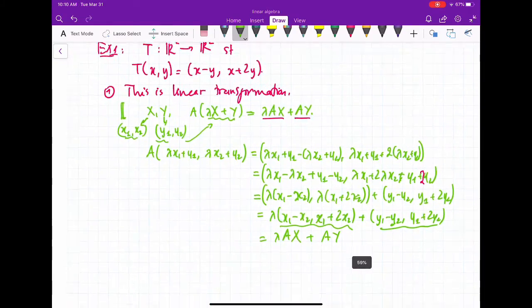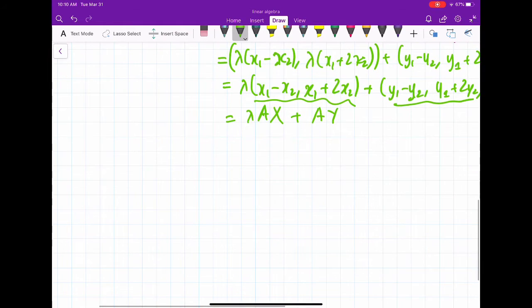All right. Now, once we have a linear transformation, we can find the image of a vector via this linear transformation. So let's find the image of v.